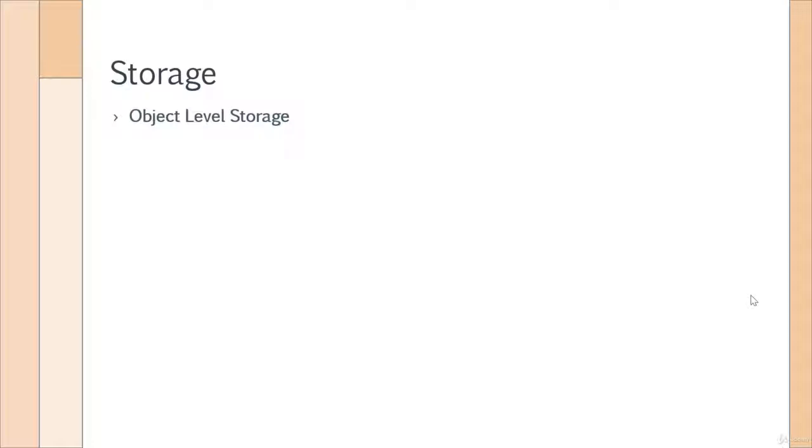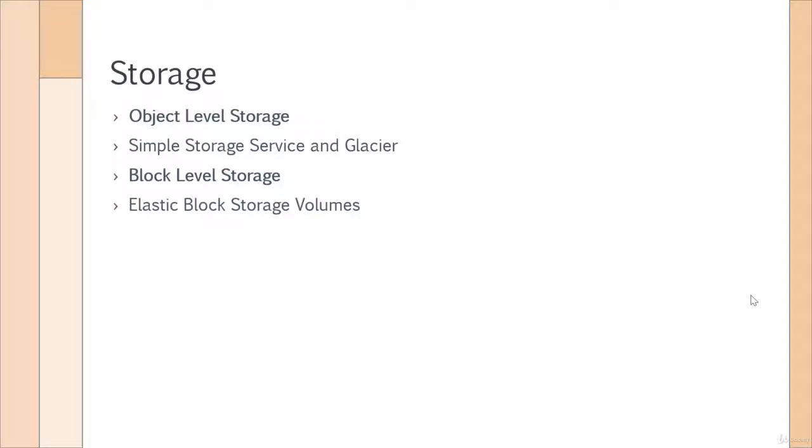So first you have object level storage. In object level storage, you have the Simple Storage Service and Amazon Glacier. In block level storage, you have the Elastic Block Store volumes, which can be attached to your EC2 instances. And then you finally have the databases, which is your Amazon Relational Database Service, DynamoDB, Aurora, and Redshift.